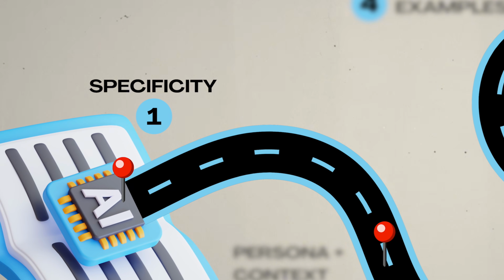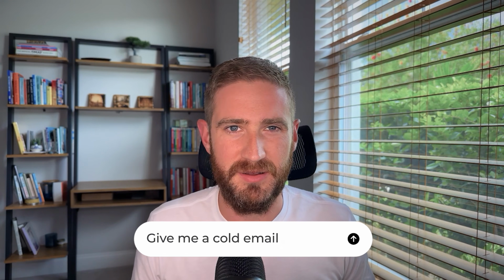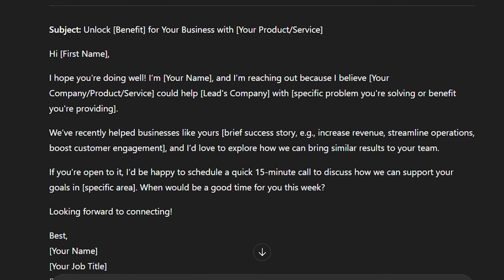The number one mistake people make is to treat ChatGPT like it's Google. "Give me a cold email." What you get back is generic and totally unusable. That's the moment when most people give up and think AI is bad, but really you didn't give it enough details.